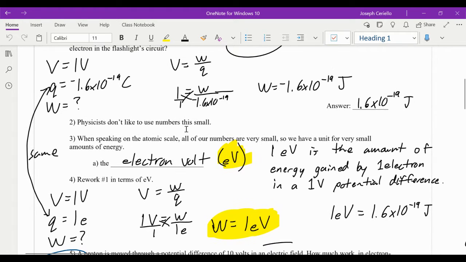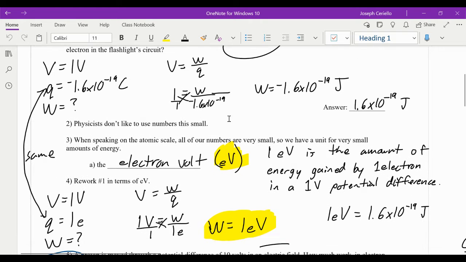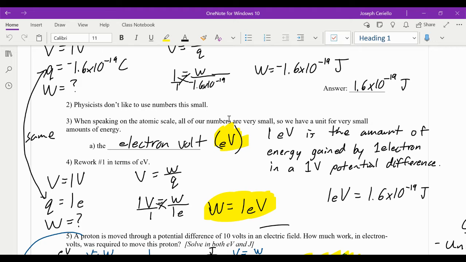But physicists don't like to deal with numbers this small because frequently, let's say a nuclear physicist is dealing with tiny particles, not even a whole coulomb, like 1.6 times 10 to the negative 19, 3.2 times 10 to the negative 19. They don't like dealing with these tiny, tiny numbers. So they made up their own unit called an electron volt. And it's kind of self-explanatory. An electron volt is the amount of energy gained by one electron in a 1 volt potential difference, or in a 1 volt battery, whatever, circuit.